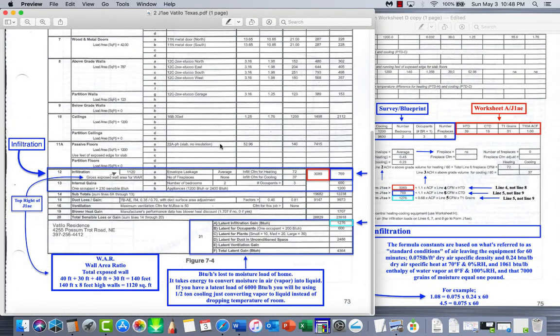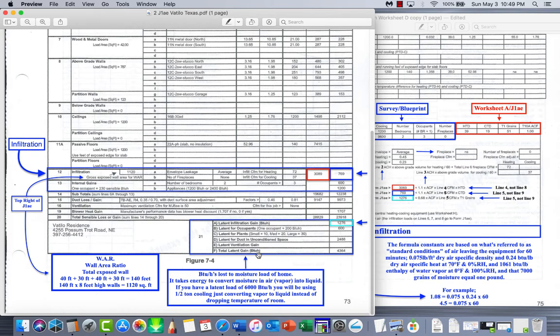Of course, why is moisture important? Because BTUs per hour is lost to the load in a home. It takes energy to convert moisture in air, vapor, and turn it into liquid. If you have a latent load that's 6,000 BTUs per hour, you'd basically be losing a half a ton of cooling just converting water vapor into liquid instead of raising and lowering the temperature of your room. So this is why infiltration is very important.